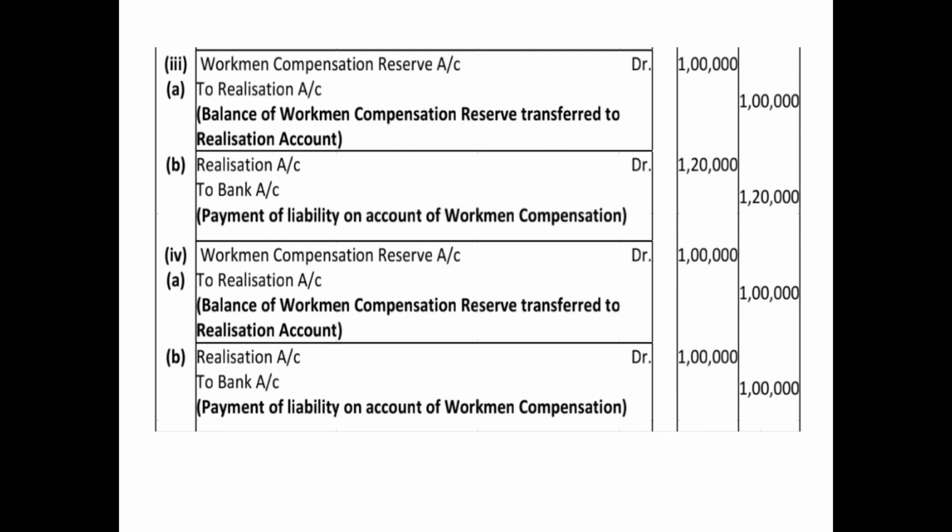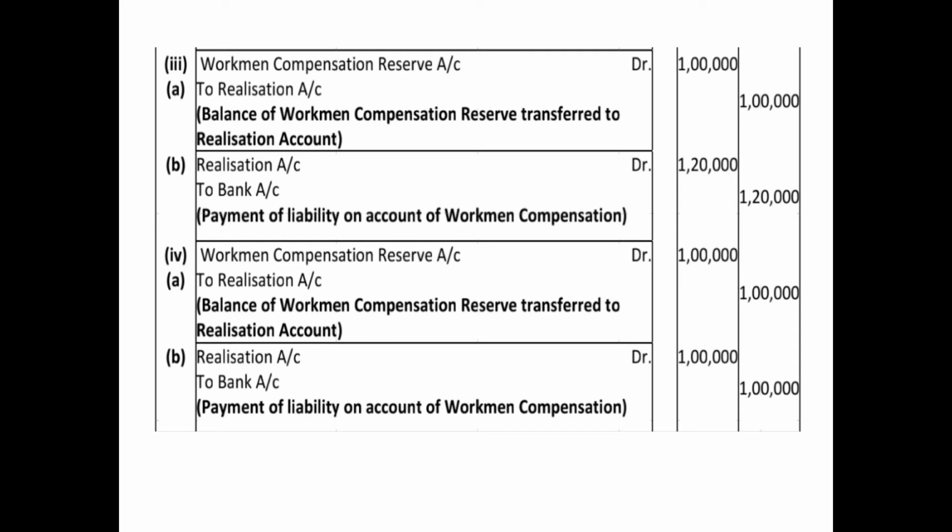the amount of reserve. So in this case, there is a liability of 1 lakh and the reserve is also for 1 lakh. So entire amount of reserve will be transferred to realization account, the entry for which will be workmen compensation reserve account debited rupees 1 lakh to realization account rupees 1 lakh. And the other entry is for the liability, the claim paid. And since the liability is already transferred to realization account, therefore the entry for payment will be realization account debited 1 lakh to bank account 1 lakh.